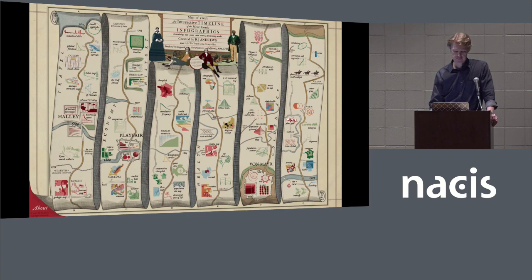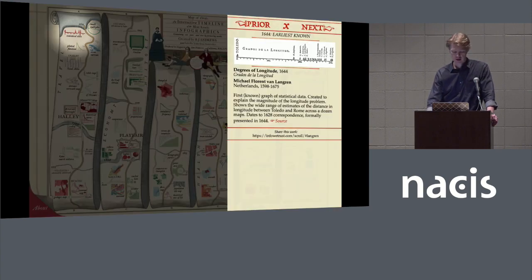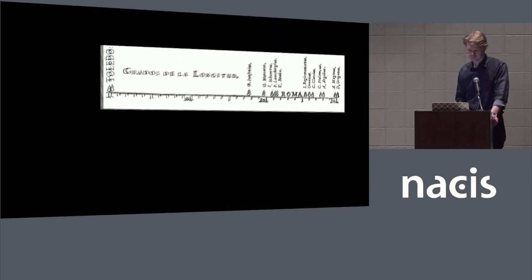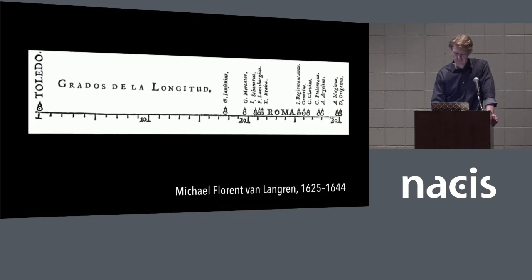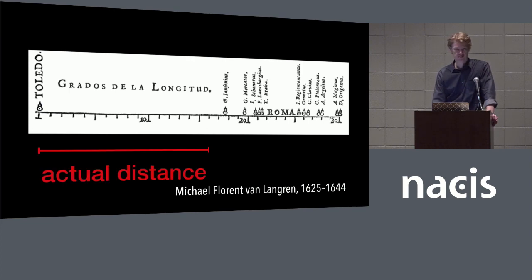As we look across the 400-year-old history of information, statistical information graphics, all the way back to 1625, we can see what's been called the first known graph of statistical data. It concerns the longitude problem. If you compared the distance between Toledo and Rome on all the available maps and globes in 1625, you would find that the distance varied quite a lot, and that was a big problem. They were all wrong, by the way.